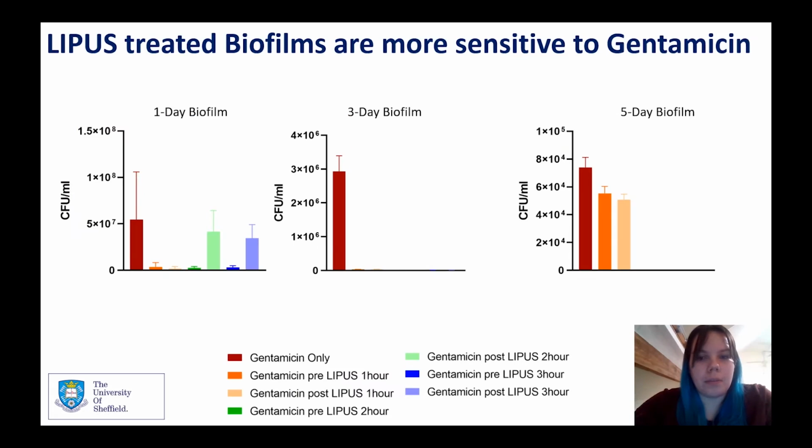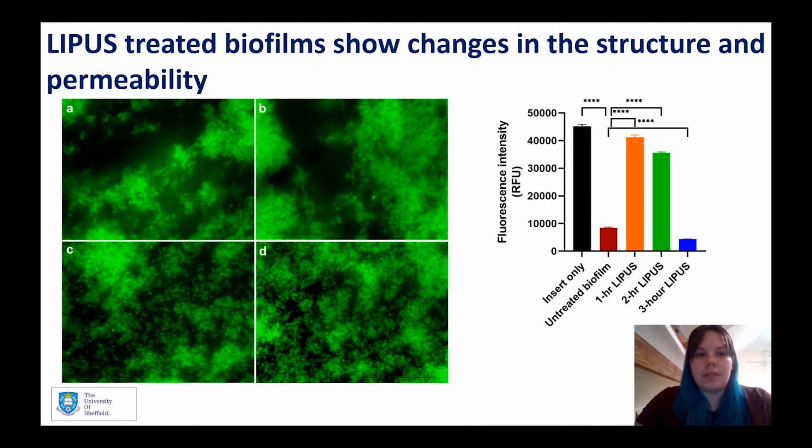This is some preliminary data which I have, which shows that biofilms at various stages of maturity do exhibit increased sensitivity to gentamicin when treated with low intensity pulsed ultrasound. And there may be evidence to suggest that it may be changes to structure and permeability of these biofilms, which causes the increased sensitivity that we see.